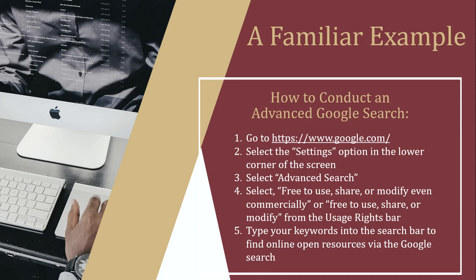Once you are in the advanced search section of the Google search engine, you would select free to use, share, or modify, even commercially, or free to use, share, or modify, depending on what types of freedoms you would like from the usage rights bar. And finally, you would then type your keywords into the search bar in order to find materials that are restricted by particular license types. And those license types are typically the same types of licenses that we will see in open educational resources.